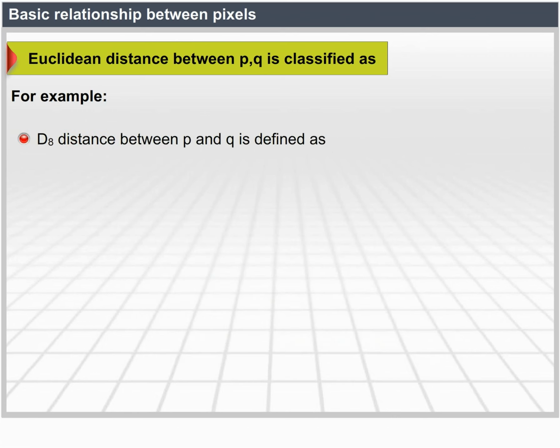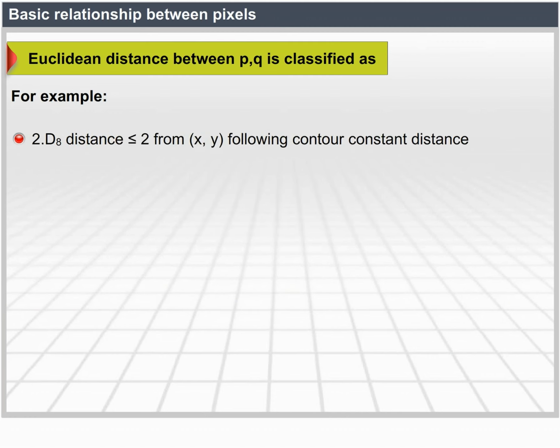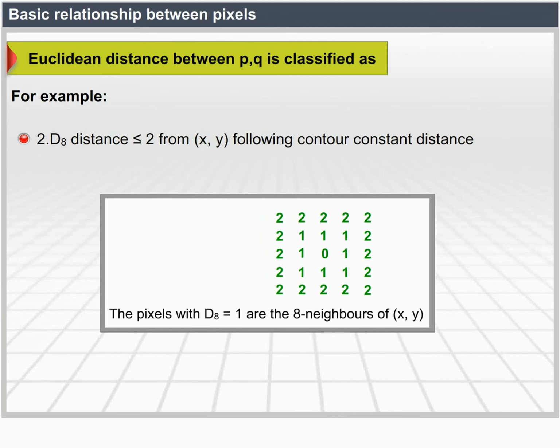The D8 distance between P and Q is defined as D8(P, Q) equals max of mod of (x minus s) and mod of (y minus t). In this case, the pixels having a distance less than or equal to some value r form a square centered at (x, y). Pixels with D8 distance less than or equal to 2 from (x, y) follow contours of constant distance.